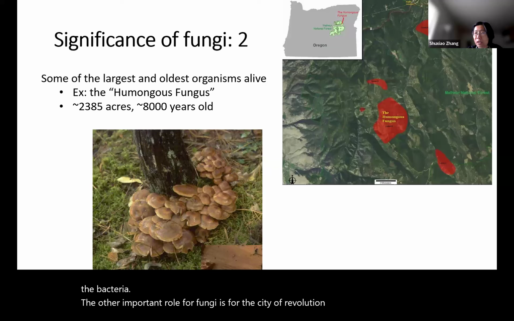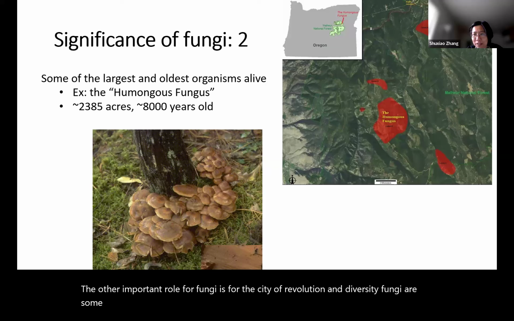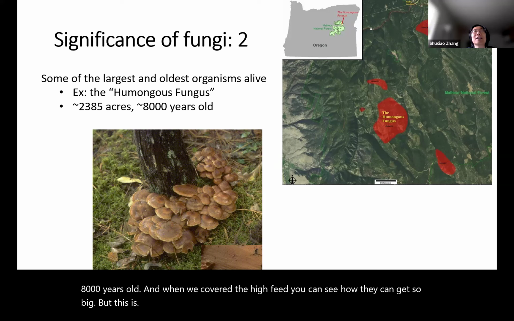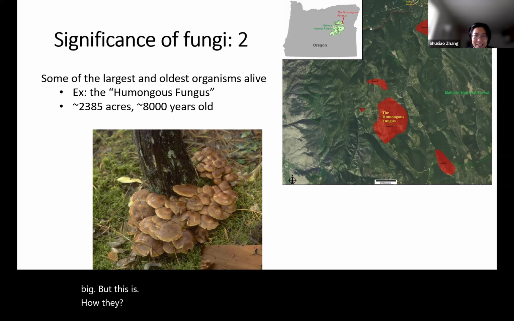Fungi are some of the largest and oldest organisms alive. So there is an appropriately named fungus called the humongous fungus. It is over 2,000 acres and 8,000 years old. And when we cover the hyphae, you can see how they can get so big. We'll cover that in a later slide.